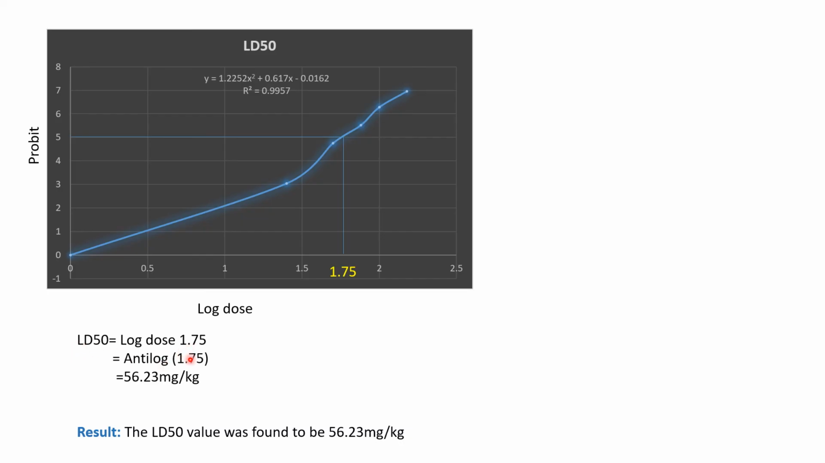That means we need to calculate the anti-log of this. We calculate the anti-log and get 56.23 mg per kg. So this is the LD50 value that we got through the graph. So this is all about the experiment. Thank you.